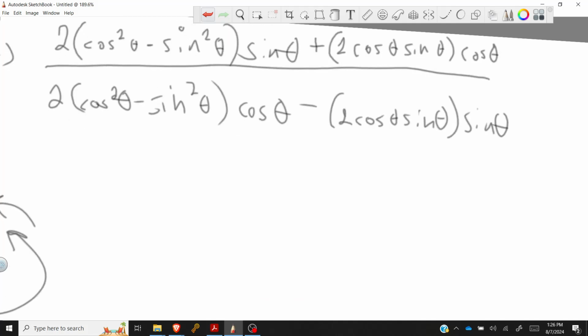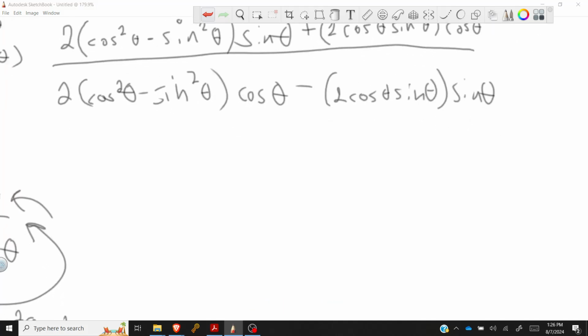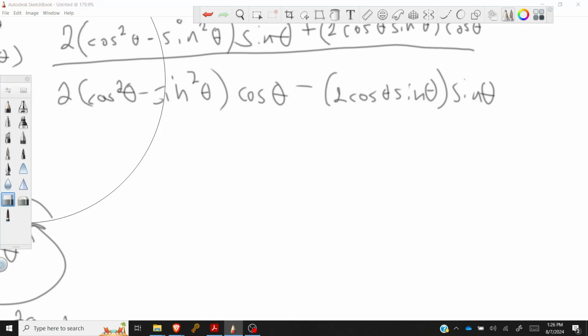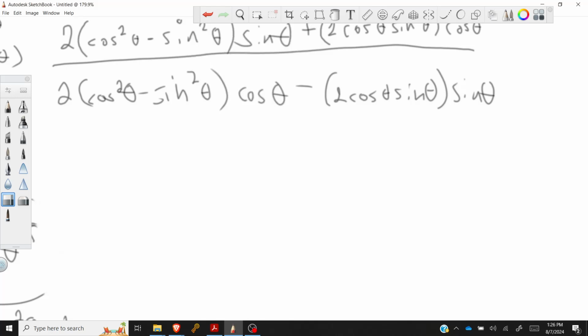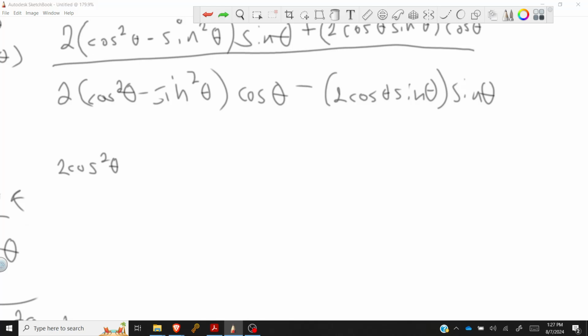So let's simplify a bit here. All right, clearly this is too large. Just erase a little bit. So let's simplify this by multiplying out and then factoring out any like terms. So we have 2 cosine squared theta times this sine theta. Then we have minus 2 sine squared theta times this sine theta.